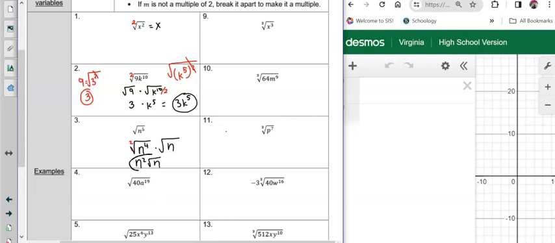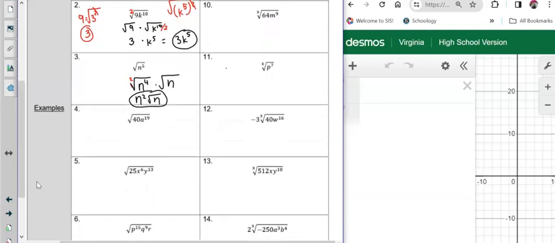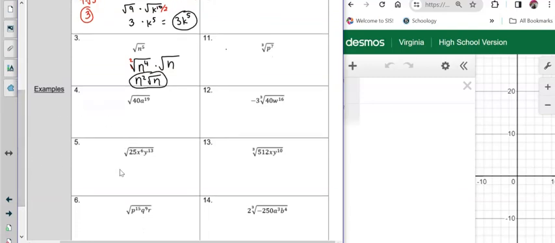And that is how I simplify this part. Okay? Alright, so I'm going to come back to problem number 4. Let's go ahead and do problem number 5 because I like 25. It's a perfect square, but the same process. So I'm going to say square root of 25.